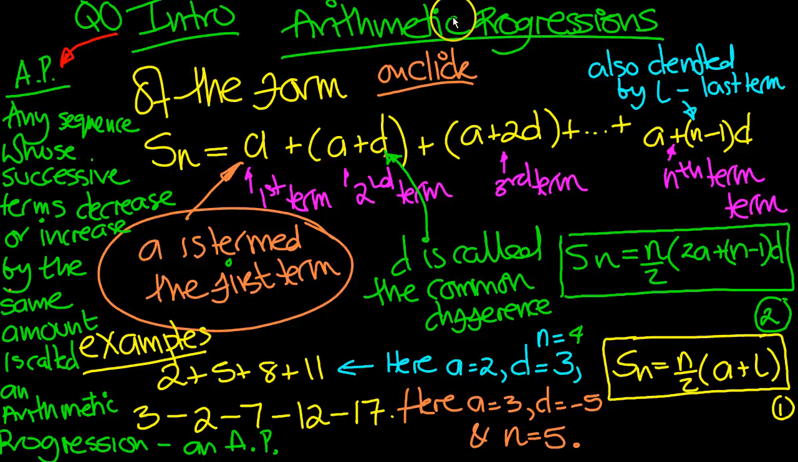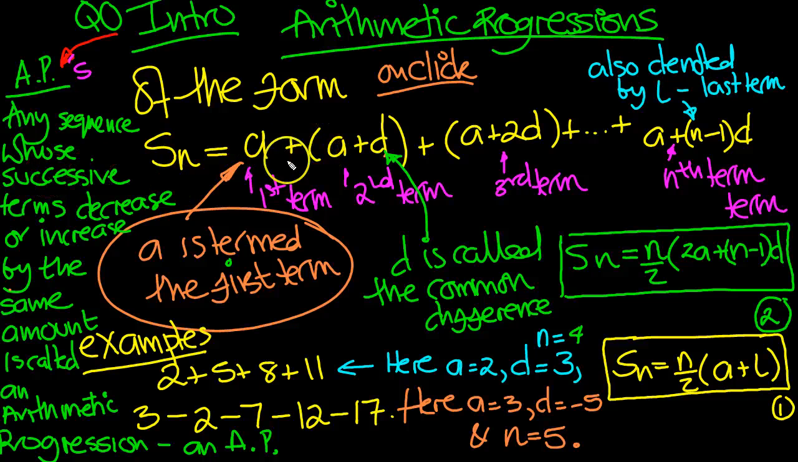Okay guys, here's the intro for arithmetic progressions. Just a quick little intro. Basically, arithmetic progressions, or APs as we say, any sequence whose successive terms decrease or increase by the same amount is called an arithmetic progression, an AP.